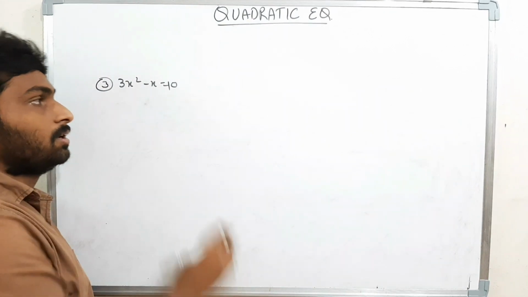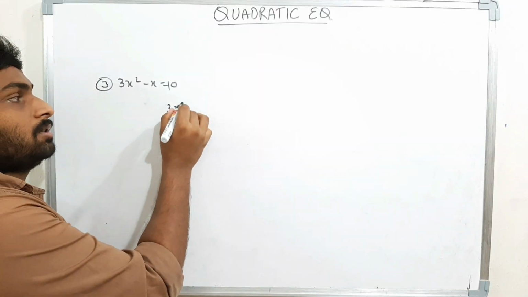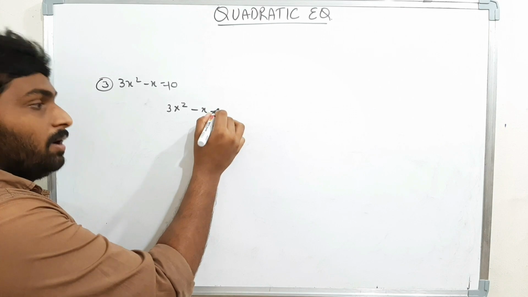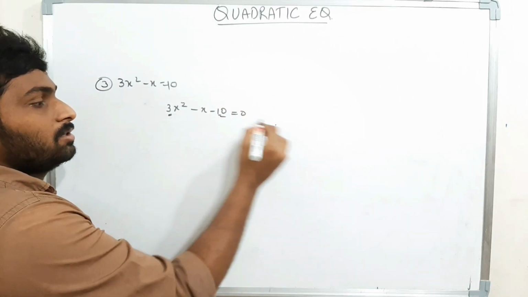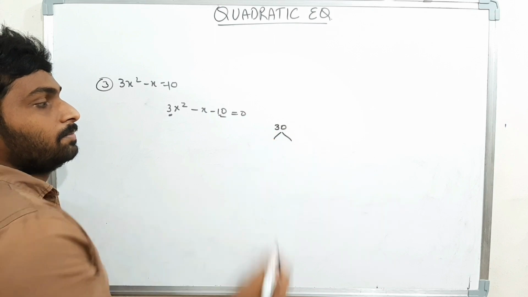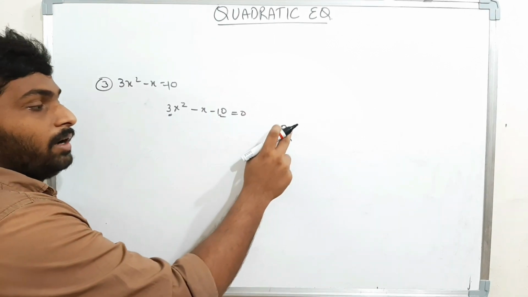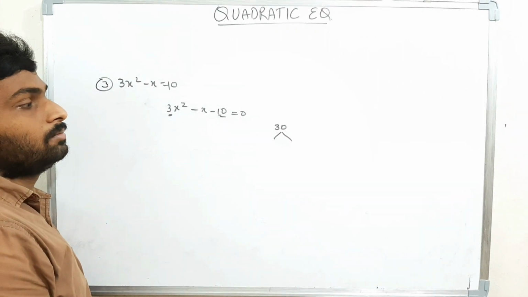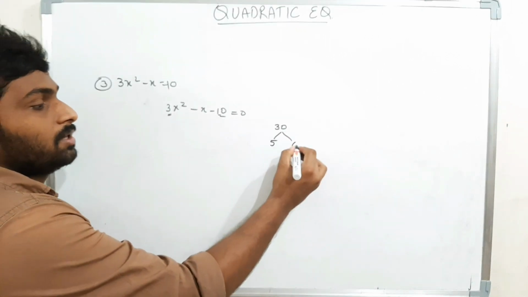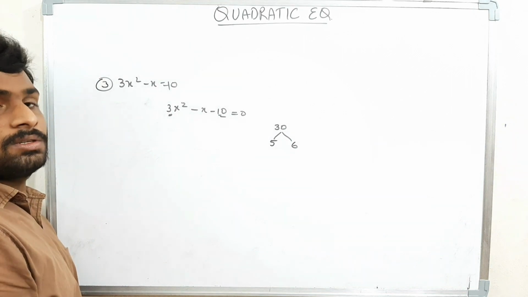3x square minus x is equal to 10. Now we will work with this equation. 3x square minus x is equal to 10. Therefore, 3x square minus x minus 10 is equal to 0. I can take 3 into 10 as 30. Now I should factorize 30 in such a way that I get 1. Now tell me what I can do. 5 and 6. 5 into 6 is nothing but 30.